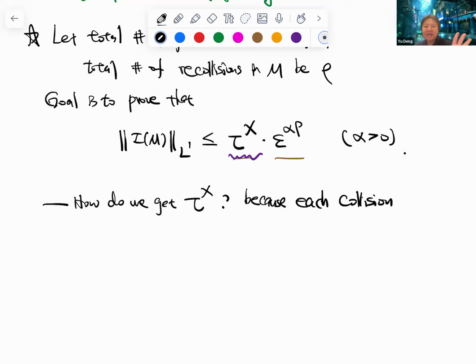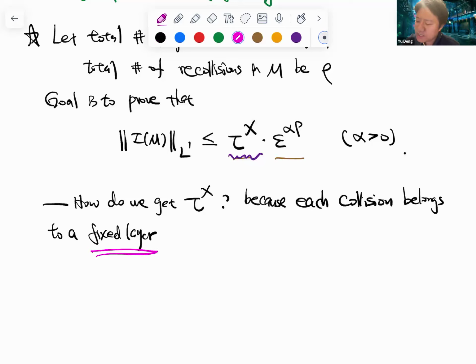So there are X total particles, and essentially X collisions. Now each collision belongs to a fixed layer, which means that the layer has length tau. So it has a time window of collision of length tau.